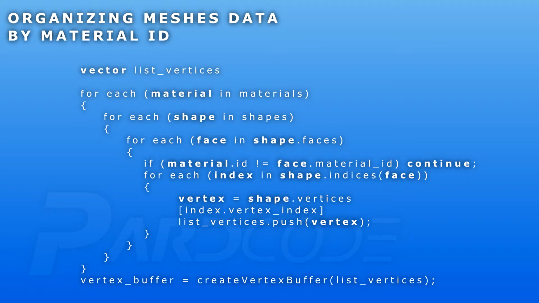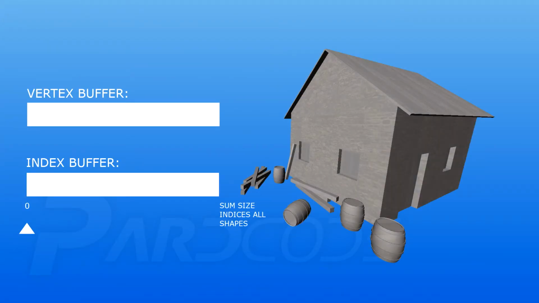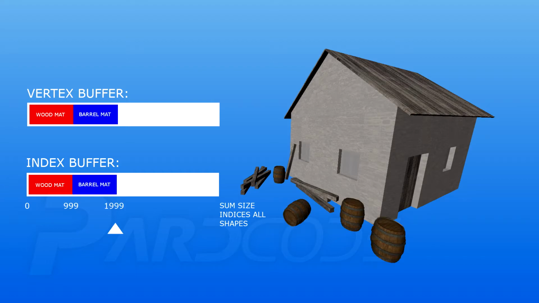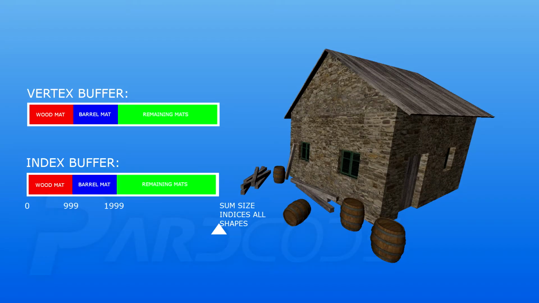Otherwise, we have to simply push the various vertices and indices inside our vectors. So now, for example, from index 0 to index 999, we will have all the faces with the wood material, so the door, the roof, and the boards. From index 1000 to index 1999, we will have instead all the faces with the barrel material, and so on in this way. This will allow us at the end to render multiple objects with multiple materials.